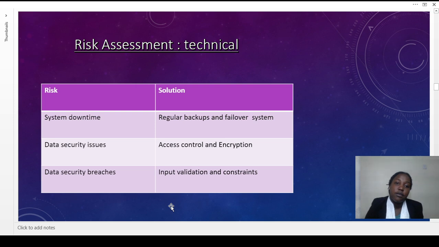So we're going to look at the risk assessment. We have it technically. So we have 3 risks we're going to look at that we think are most likely to happen with our system. It can have a failure, so system downtime, which is easily solved through regular backups and a failover system. Then we have data security issues, but this is easy to control through access control and encryption of data. Then we have data security breaches. This can also be controlled through input validation and constraints.